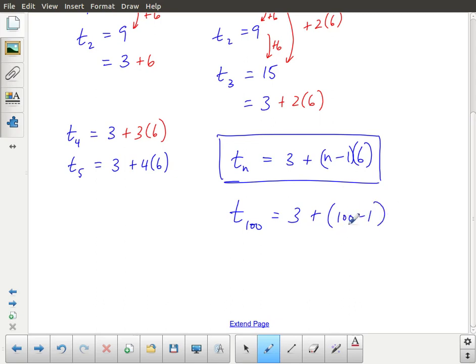Notice that I need to take one less of these steps of size 6. So if I want the 100th term, I actually only need to take 99 steps of size 6, because the first term is already taken care of. You need no steps to get to the first term. It just starts at 3. And so 99 times 6, well, 100 times 6 is 600. So 99 times 6 is 594, plus 3 is 597.